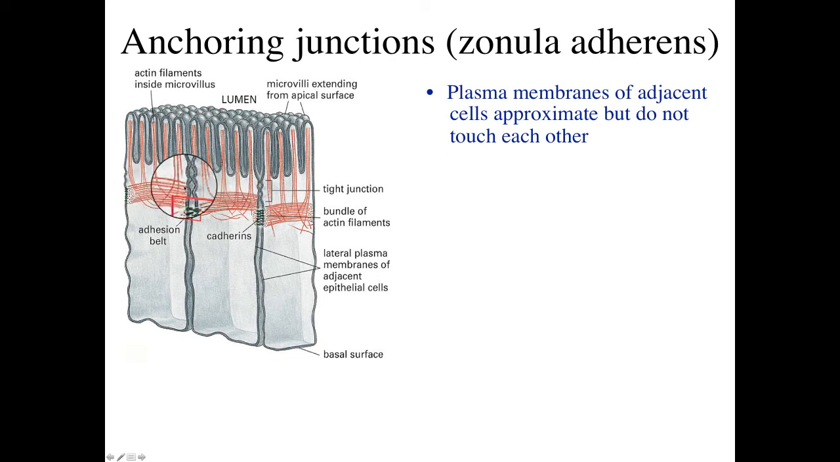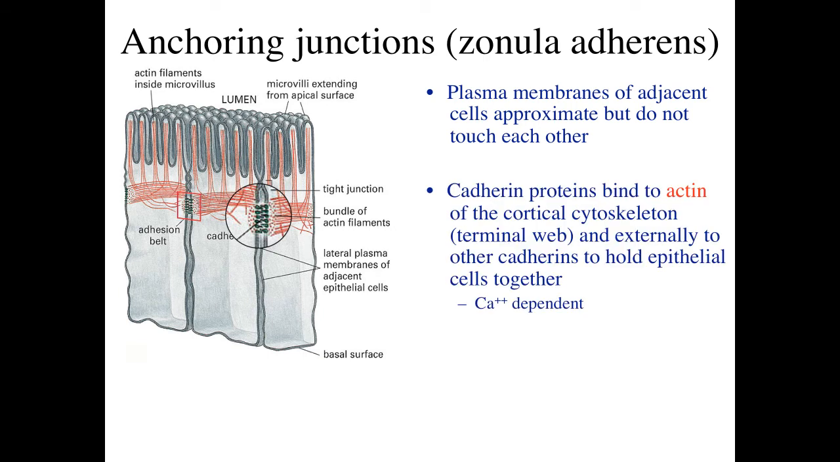So in the cartoon, you can see the tight junction of zonula occludens, where the plasma membranes actually touch and fuse. Here in the zonula adherens, remember, zonula adherens is a belt that goes around the apical surface of the cell just below the zonula occludens. The cell membranes approximate each other, but they don't actually touch.